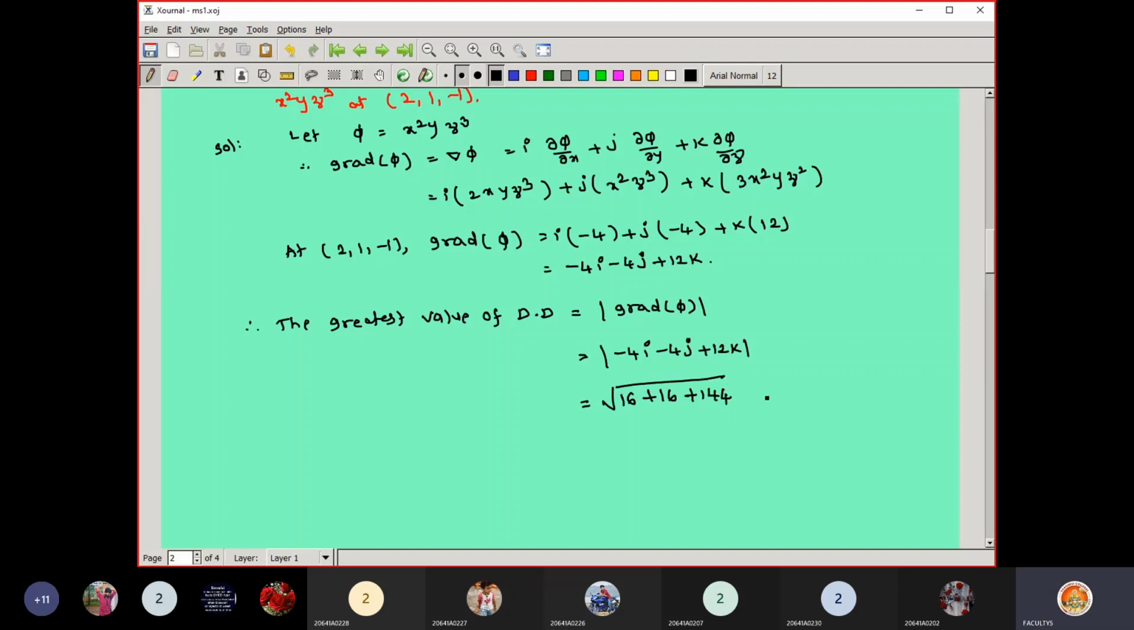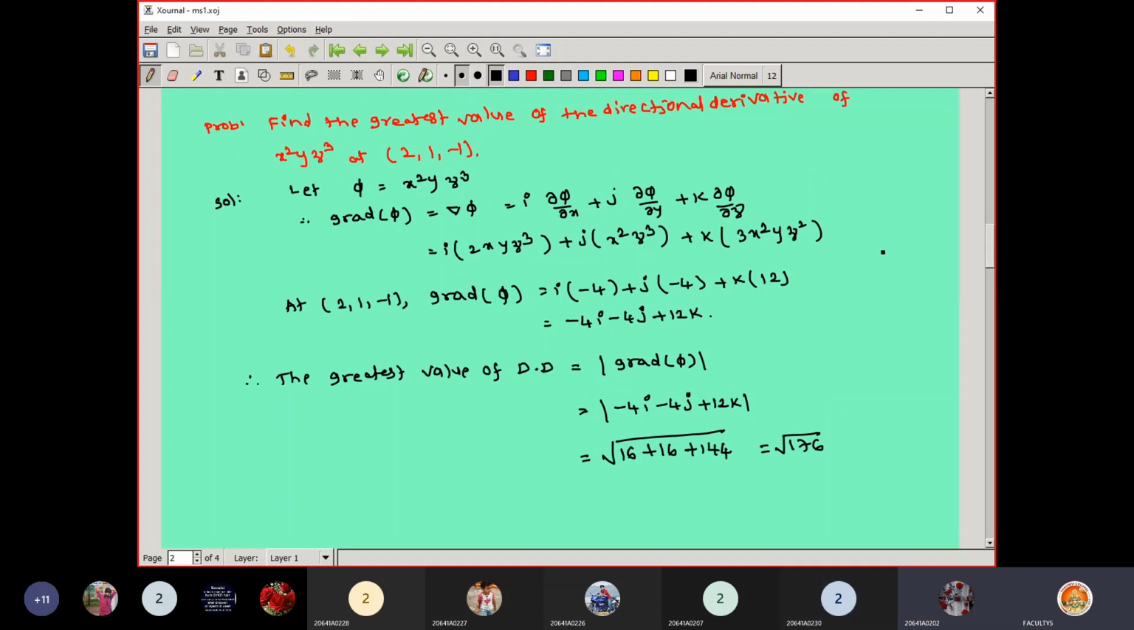So directly it is 150, 160, 176. Root 176? Is it correct? 196. Okay. So whenever they are asking greatest value or maximum value, don't go for any unit vector. Just find out the gradient of that given scalar, and find out the modulus. That gives you our answer.